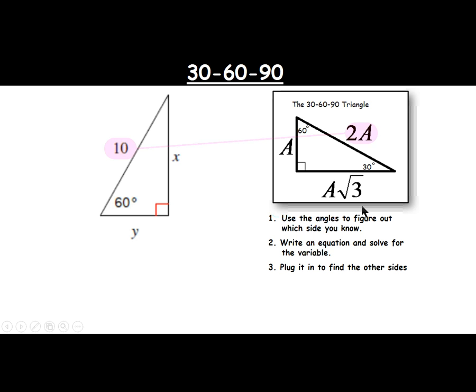So if we look here, this 2a is the hypotenuse. That's in the same spot as the 10, the hypotenuse. So these two are going to go together. So I'm just going to say 10 is equal to 2a. Let me do that for all 3 sides.